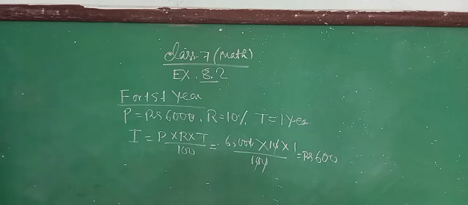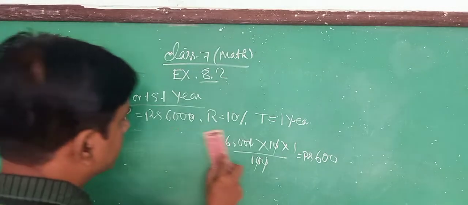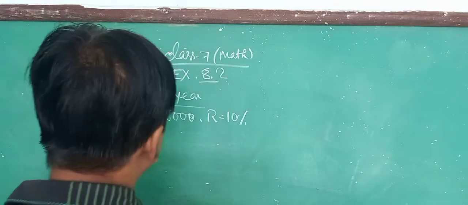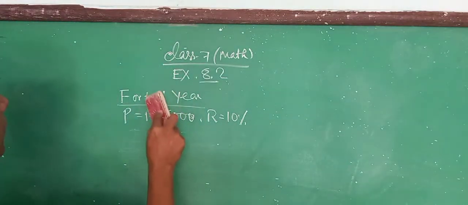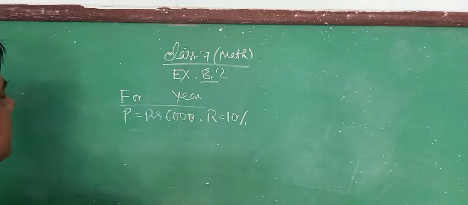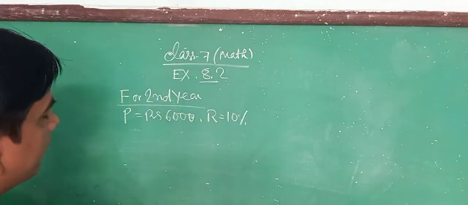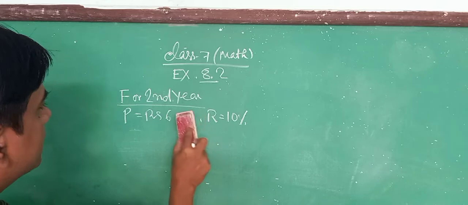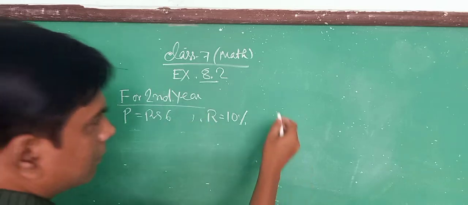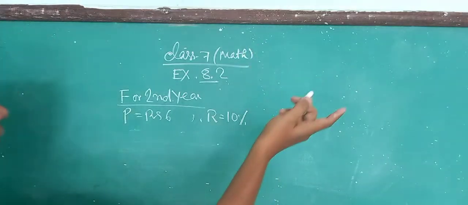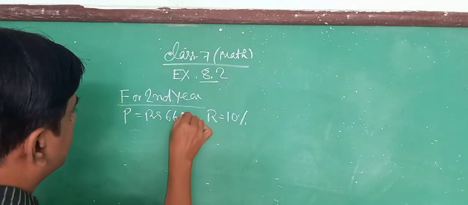So clear? In the first year, you get interest of rupees 600. Keep the 600 in mind. Now I'll go to the next part, the second year. The principal will now change. Last year, in the first year, it was 6,000. Now the first year's interest is 600, so that becomes 6600.